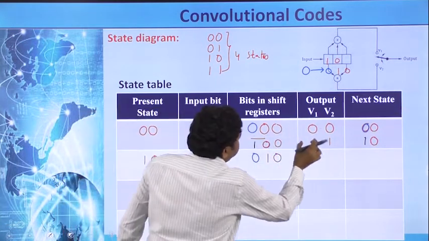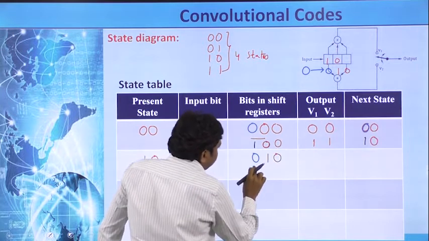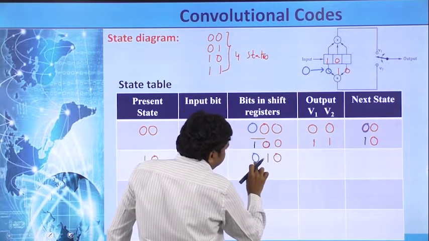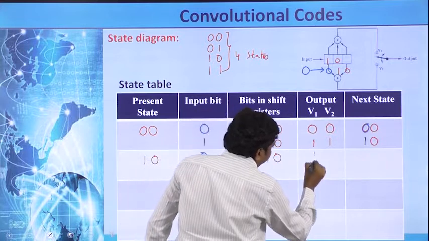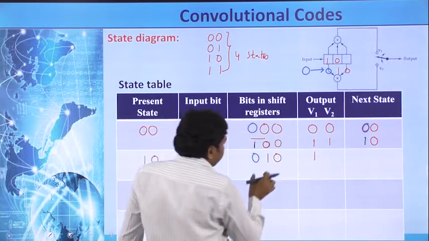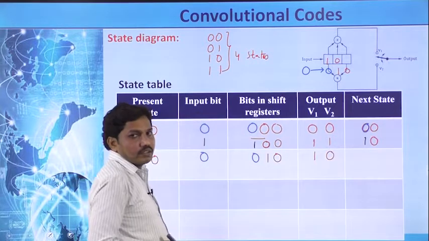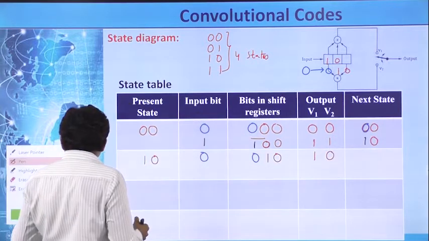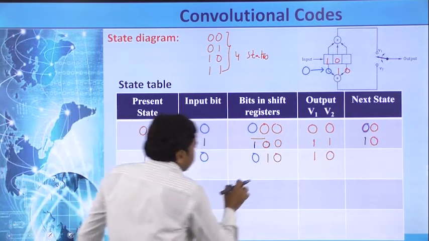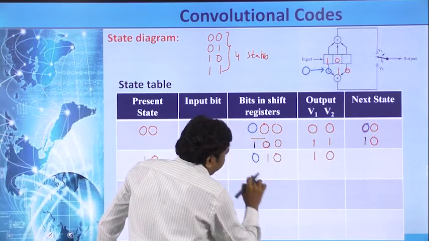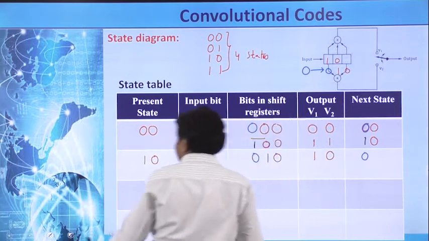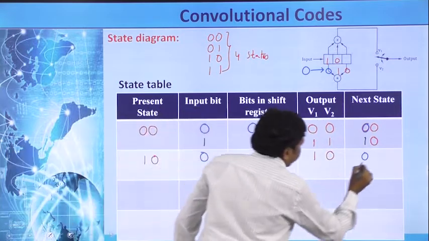So what are the output bits? V1 and V2. V1 is the sum of these three. 0 plus 1 plus 0 is 1. V2 is the sum of first one and last one. 0 plus 0 is 0. Okay. So what is the next state? The next state is the first two bits. 0, 1. So it's 0. This one is 1.